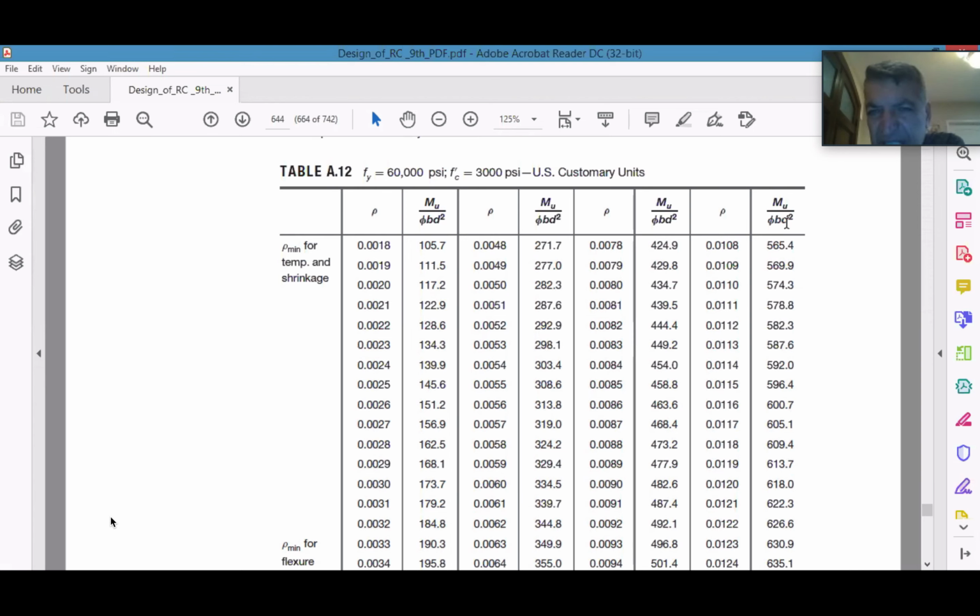Okay, so look here. Mu over bd squared. When you take rho, you're going to read to the right. For this row, that's that column. So 0.009, I'm going to read this. It's 482.6. That's my Mu over phi bd squared. What was our value, anybody? 482.6.